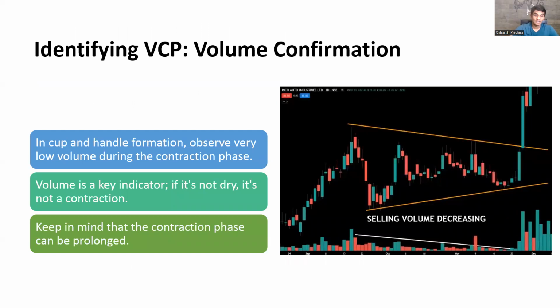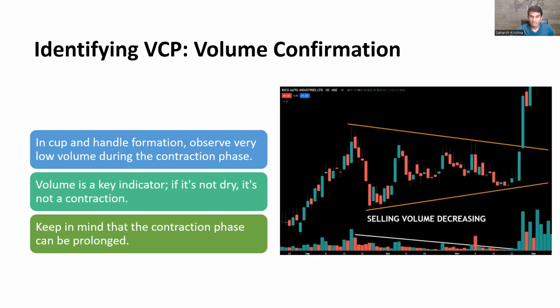Now, how can we identify VCP? Watch out for the volume. In cup and handle patterns, volume gets very low during contraction. This dry volume is a key indicator of the contraction phase. If volume is not decreasing, it is not a true contraction. The cup and handle shows how volume behaves as the pattern forms. Volume declines steadily. We can see it in the figure. By the handle, very little volume occurs.